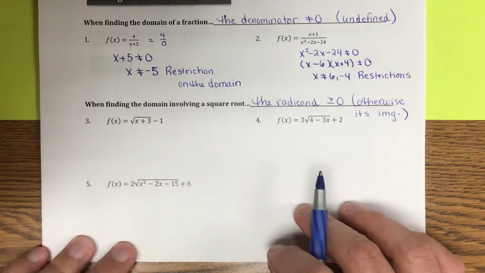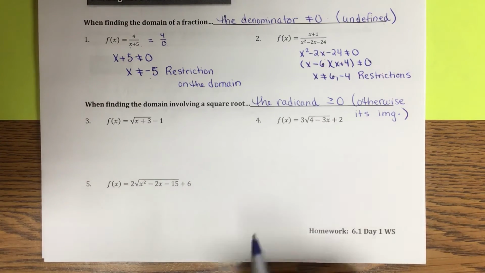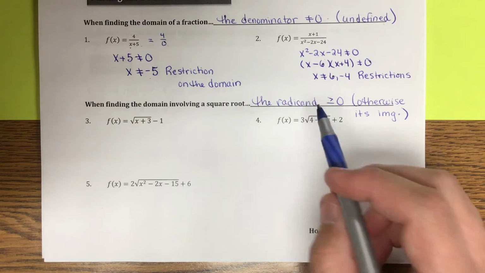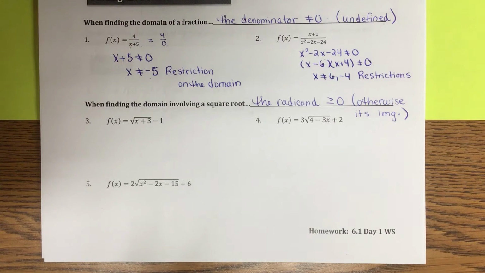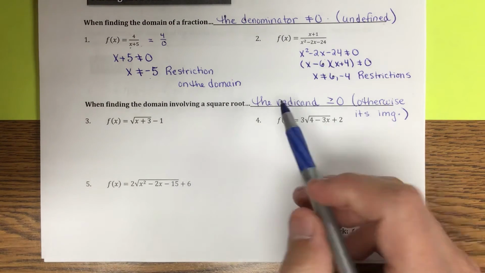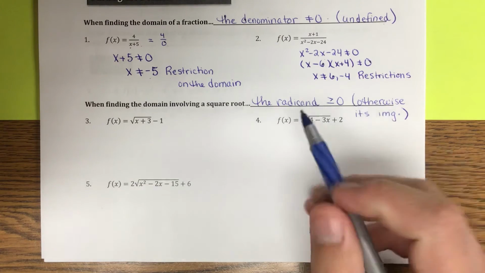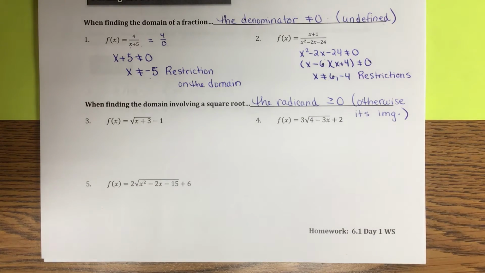And so the last part here is finding the domain involving square roots. The radicand, that's the term underneath the root, always has to be greater than or equal to 0. Otherwise, you'll get an imaginary answer. So I don't want the radicand to be negative. I don't want to take the square root of a negative number.